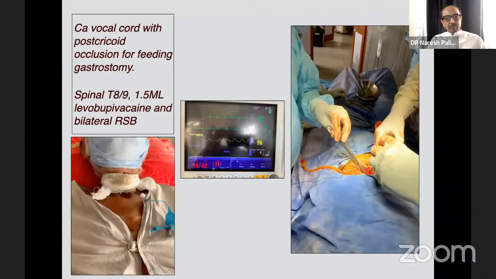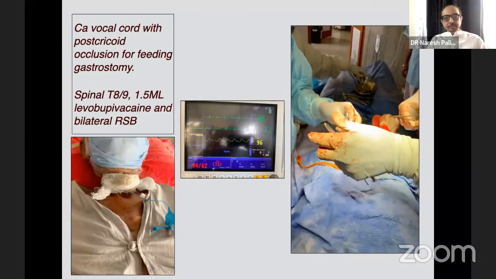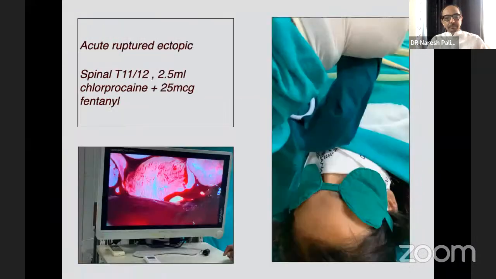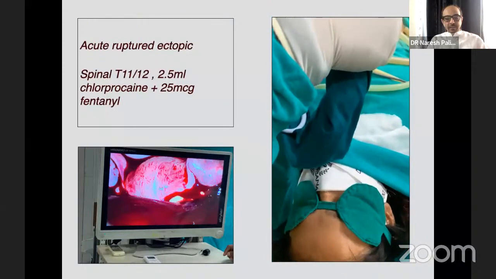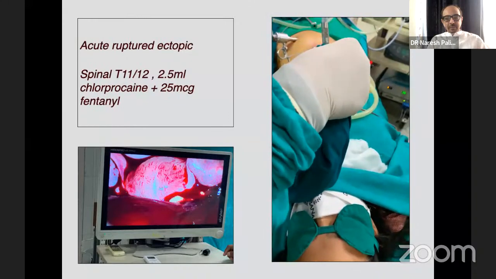This is carcinoma vocal cord with post-recurrent occlusion for feeding gastrostomy. Spinal was at T8-9, just 1.5 ml of levobupivacaine, and bilateral rectus sheath block. This is a ruptured ectopic. Spinal was given at T11-12 with 2.5 ml of chloroprocaine and 25 micrograms of fentanyl. You can see the whole of the abdomen is filled with blood.